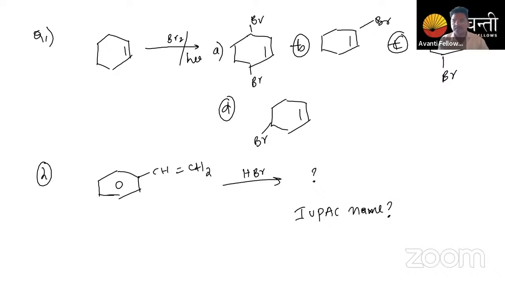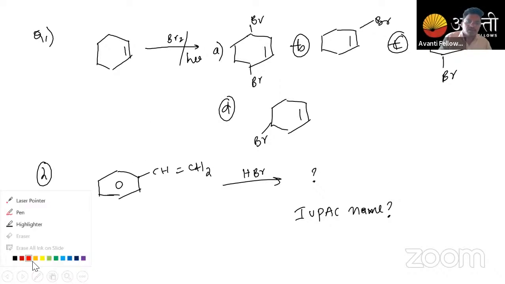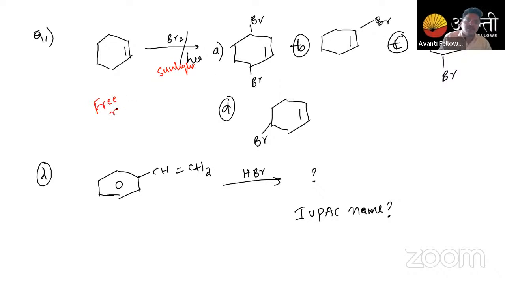I don't want to waste much time, so listen here very carefully. Looking at this question, what is Br2 in the presence of h nu? This is under sunlight or UV light. I told you, whenever Br2 or any halogen gas is given, it undergoes a free radical mechanism. There are so many products, A, B, C, D, and you have to pick the most suitable answer.